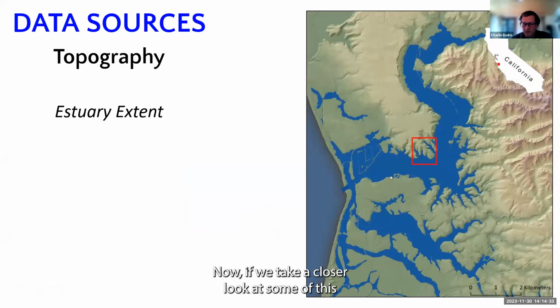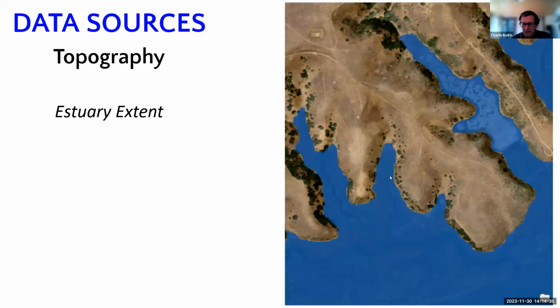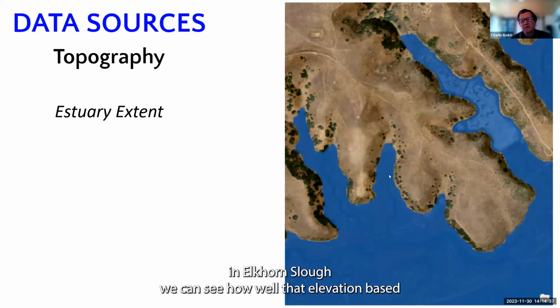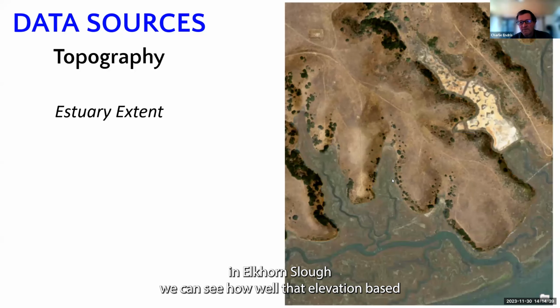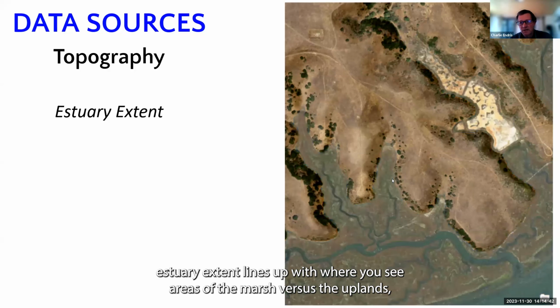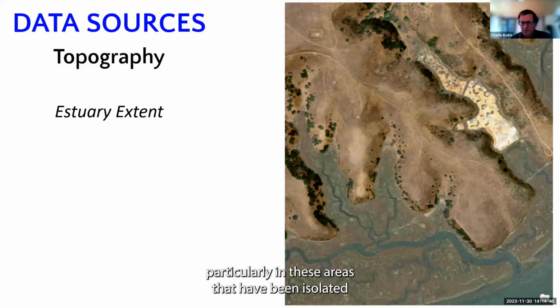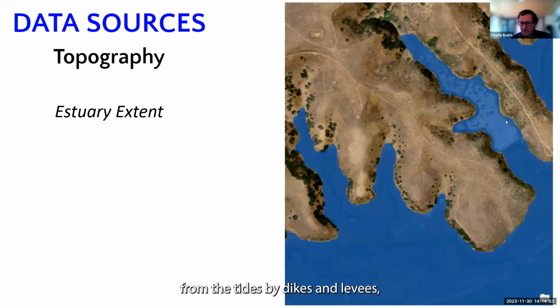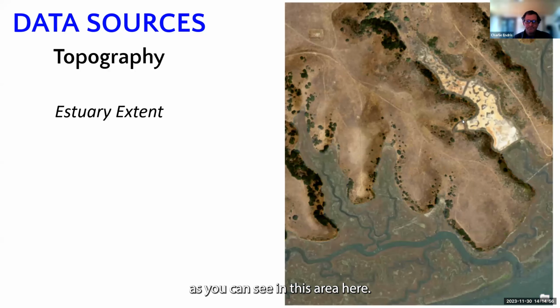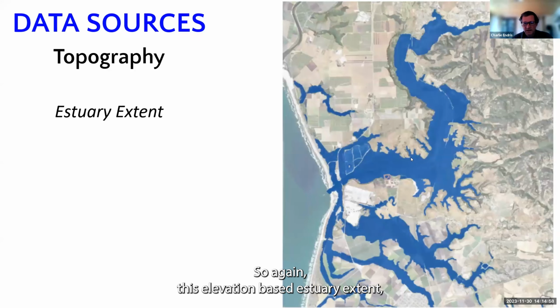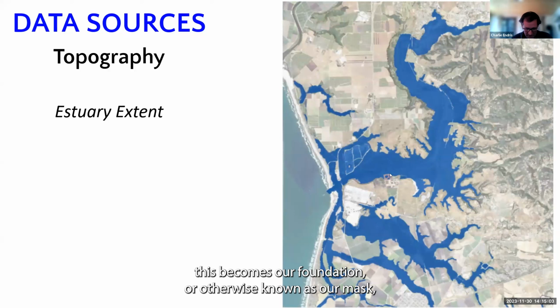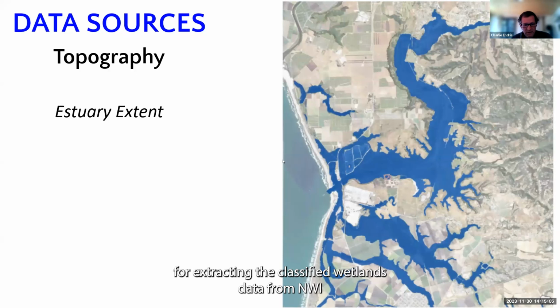Now, if we take a closer look at some of this in Elkhorn Slough, we can see how well that elevation-based estuary extent lines up with where you see areas of the marsh versus the uplands, particularly in these areas that have been isolated from the tides by dikes and levees, as you can see in this area here.